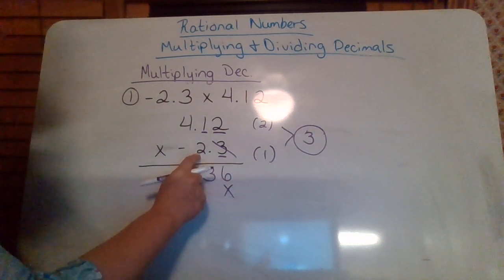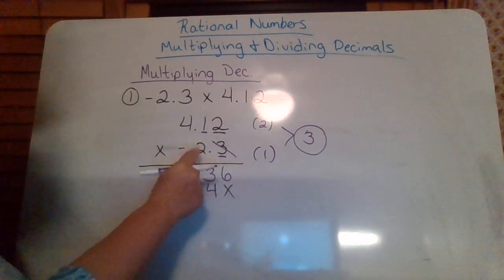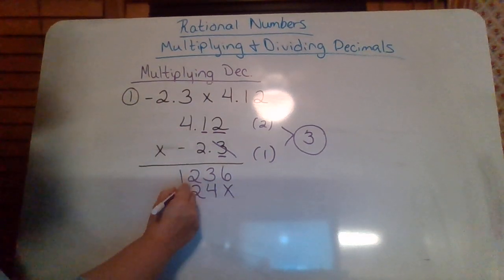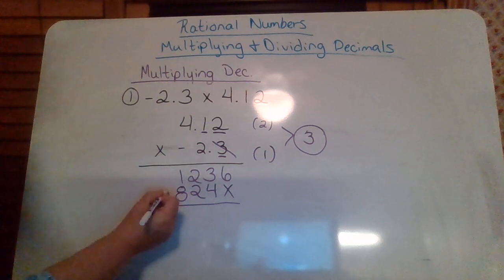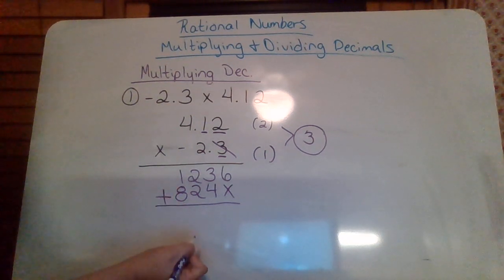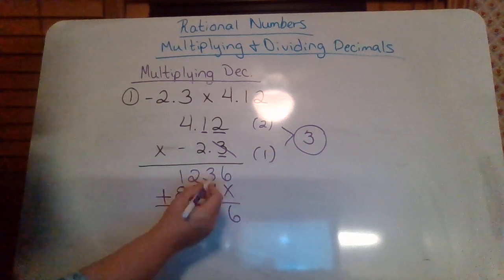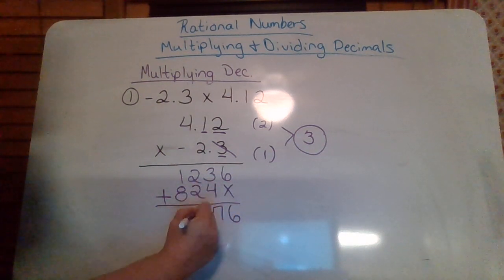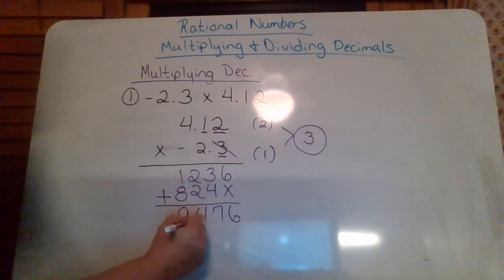So now we move to the 2. 2 times 2 is 4. 2 times 1 is 2. 2 times 4 is 8. And we're going to add these numbers. 6 and nothing is 6. 3 and 4 is 7. 2 and 2 is 4. 1 and 8 is 9.